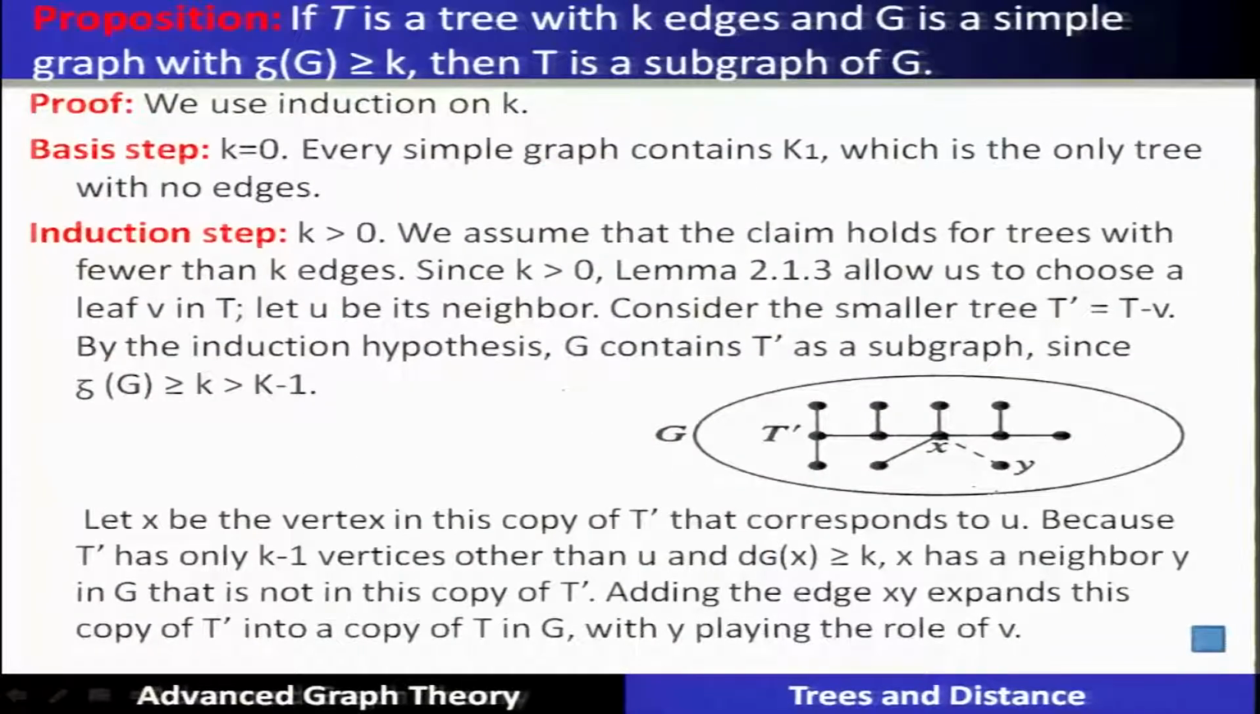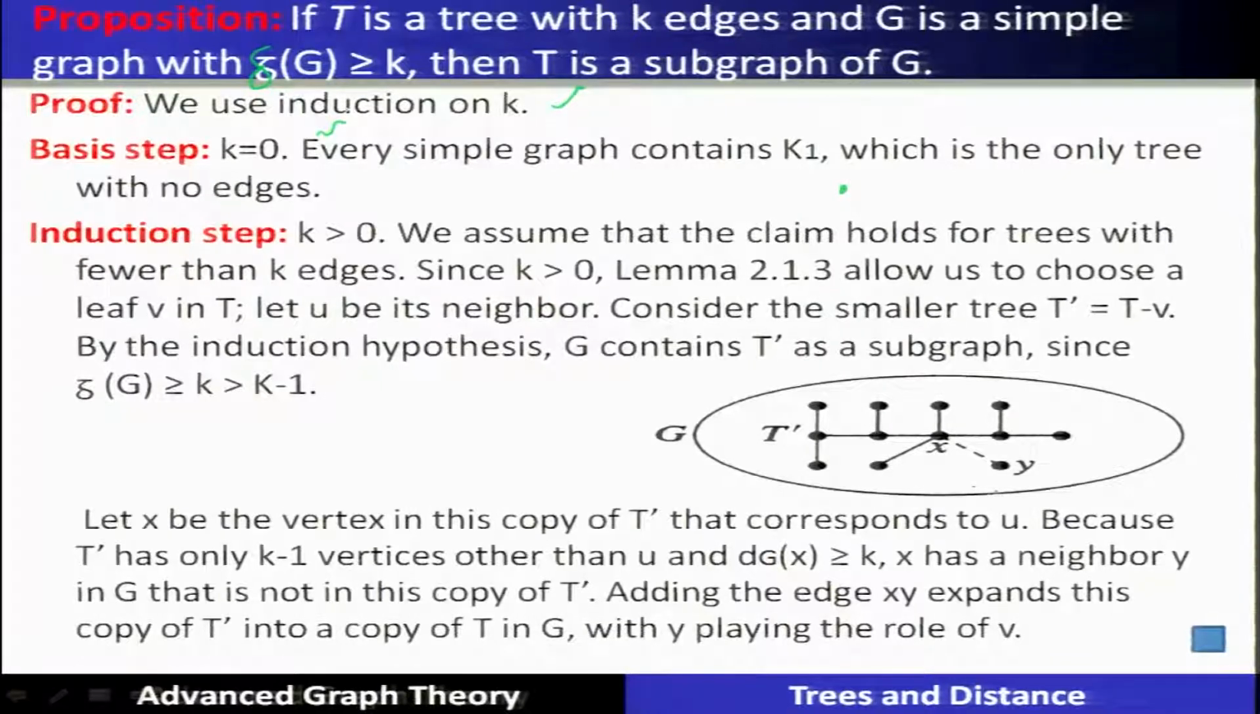Another proposition: if T is a tree with k edges and G is a simple graph with minimum degree delta at least k, then T is a subgraph of G. This proposition can be proved with the help of induction on k. When k is equal to 0, every simple graph contains K1. K1 means an isolated vertex, which is the only tree with no edges. Hence the base case is proved.